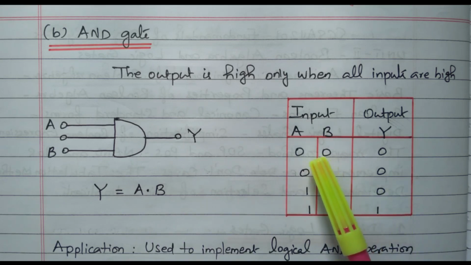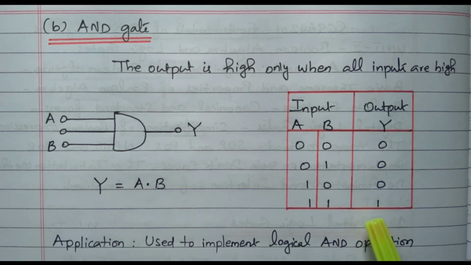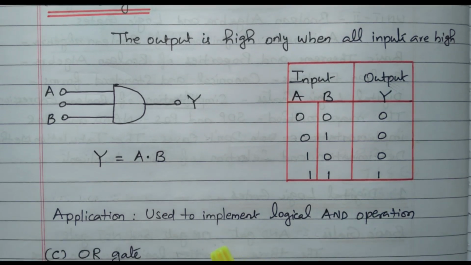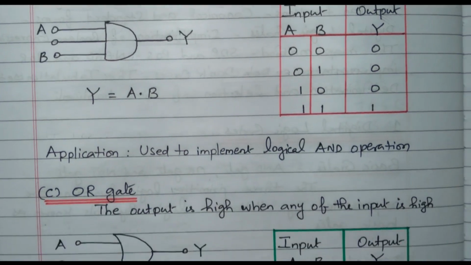So the truth table of the AND gate is given. 0 0 gives 0, 0 1 also 0, 1 0 also 0. Only when both the inputs are high we will get the high output as 1, right? The application of this gate is to implement the AND operation. Wherever we need the AND operation we can use this AND gate. Now I will go to the next type, the OR gate.